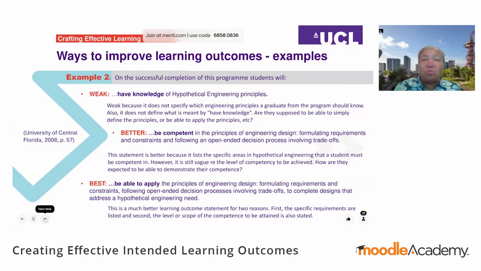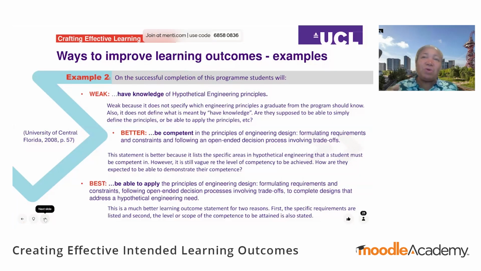So the final goal that the tutor had was to say, on the successful completion of this course, students will be able to apply the principles of engineering design, formulating requirements and constraints, following open-ended decision processes involving trade-offs, to complete designs that address a hypothetical engineering need. So that's the final piece. It's better because it's specific about the requirements, and the level and scope of competence to be attained is also stated. So that's what you're driving for.